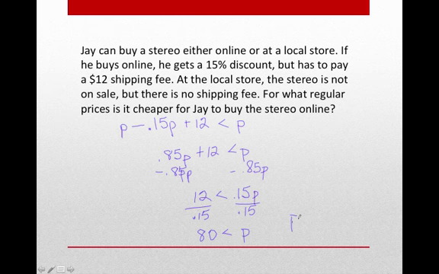So when my price is greater than $80, then it is cheaper for me to buy that stereo online, even though I have to pay that $12 shipping fee, because at full price of $80 with my discount plus the $12 shipping fee, it will then be cheaper to buy it online. How do I graph that? Here's my 0. Here's my $80. Once it is greater than $80, not at $80, but greater than $80, it will be cheaper to buy it online.